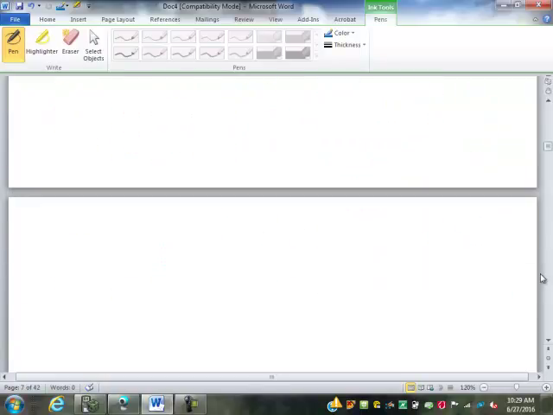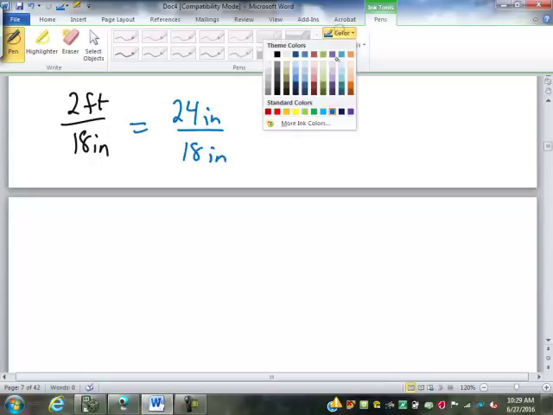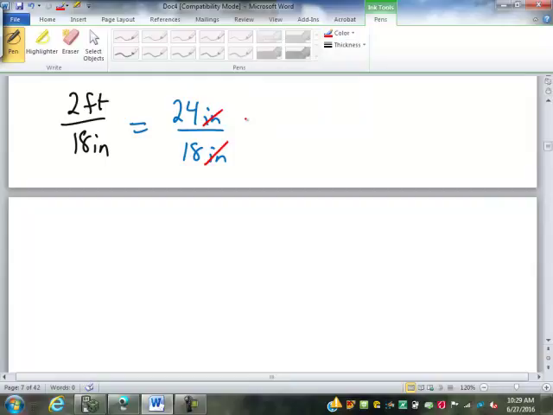Now, we can run into something like this. Let's say we have 2 feet to 18 inches. That is not a ratio the way it's written because the two numbers have different labels or different names. But we can change it so that the 2 feet is 24 inches to 18 inches. And now they have the same label, so the inches cancel out. And I can reduce that. 24 and 18 can both be divided by 6 to give me a 4 to 3 ratio.